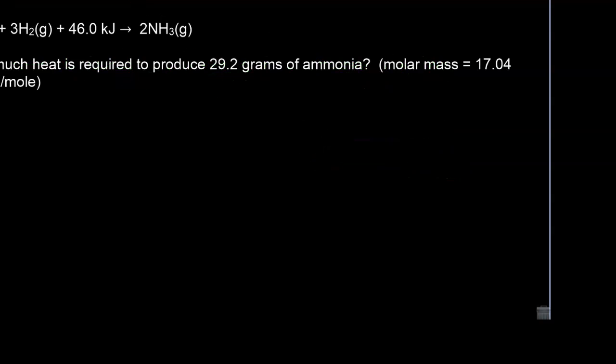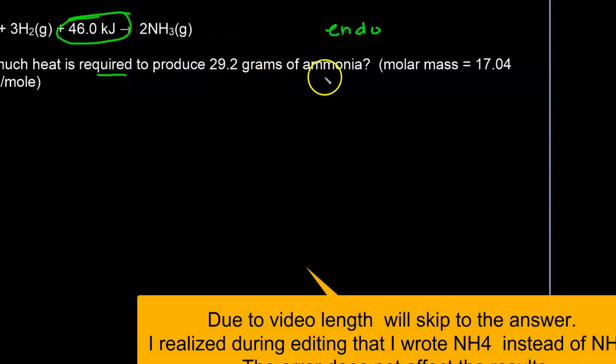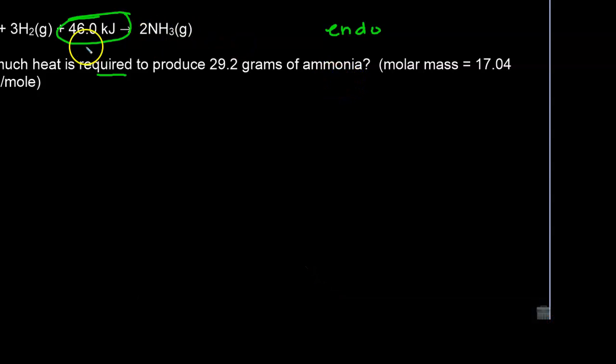Let's do one more. Okay, so this one is given again the formation of ammonia: N2 plus H2 gives us 2NH3, ammonia. This time is a little bit different because you see the energy here. When you look at it, this reaction required absorbing energy in order to happen. So absorption of energy makes this an endothermic reaction. This is asking how much heat energy is required to produce 29.2 grams of ammonia. So we want to know how much energy is required.